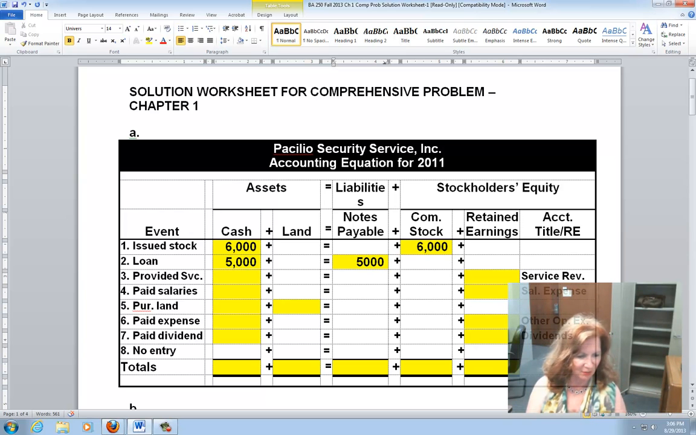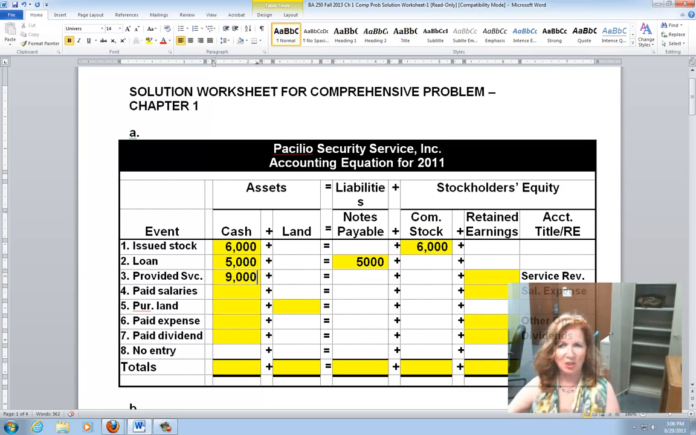So transaction 3, performed security services at a local sporting event during the year for $9,000 in cash. So provided security services for $9,000 in cash. Cash is going to go up by $9,000. I'm using commas, so mine looks just like theirs. And then you go over to retained earnings and you put in $9,000, and I left in there security services revenue. So that's where the $9,000 came from.